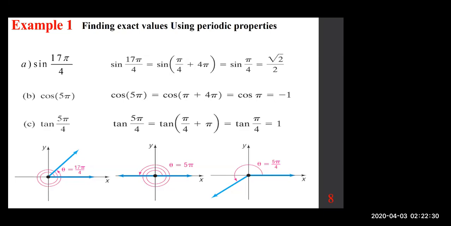Sounds good? Everybody is following that? So we are taking off multiples of the period. For sine and cosine it is 2 pi. For tangent and cotangent it is only pi.